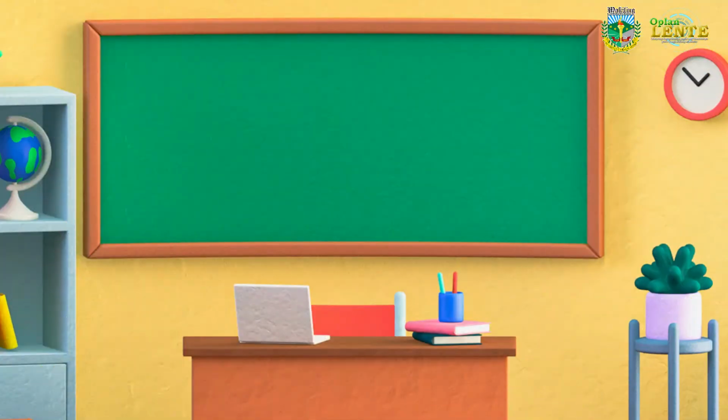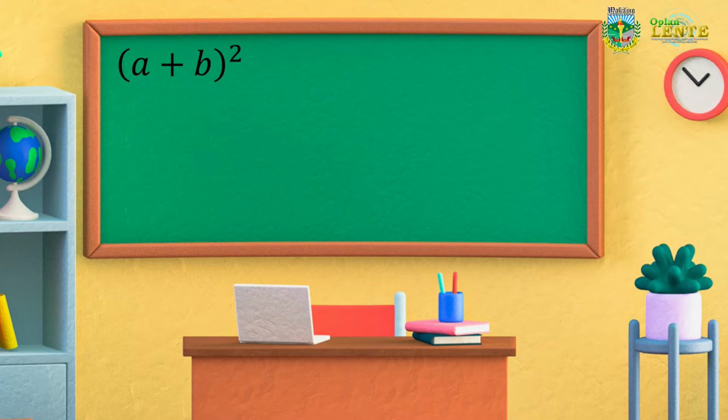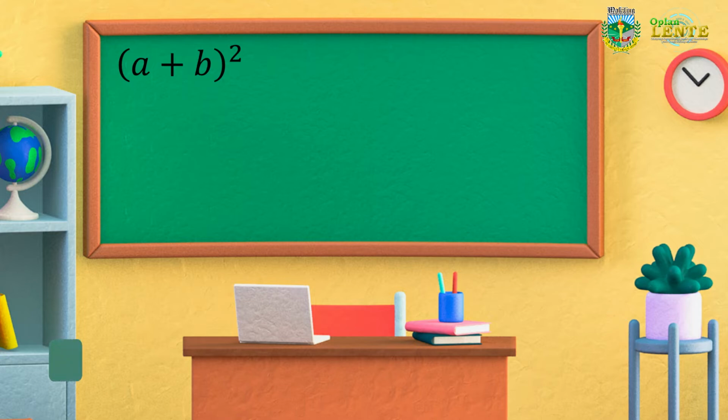When you square a binomial, you can use the following rules or steps. As a short example, let us solve the square of a plus b. Exponent 2 means that we need to square this binomial or multiply it by itself. Step 1. Square the first term. In our example here, a is our first term.